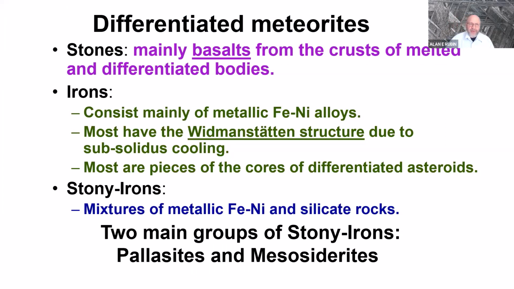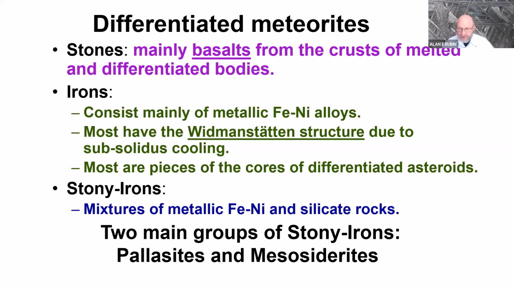Differentiated meteorites come in three basic varieties. The stones, which are mainly basalts, are from the crusts of melted and differentiated bodies. There are the irons that consist mainly of metallic iron-nickel alloys. Most have a Widmanstätten structure due to subsolidus cooling. And most of these iron meteorites are pieces of the cores of differentiated asteroids.